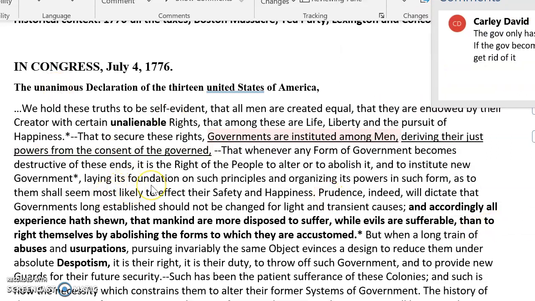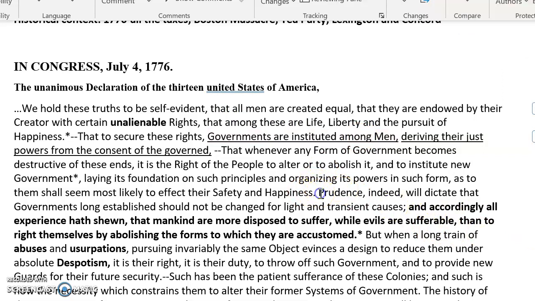Laying its foundation on such principles and organizing its powers in such form as to them shall seem most likely to affect their safety and happiness. That basically means doing what the government wants. This is my favorite part right here, this section. I love this section right here.